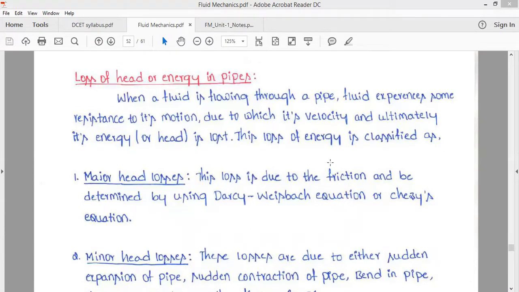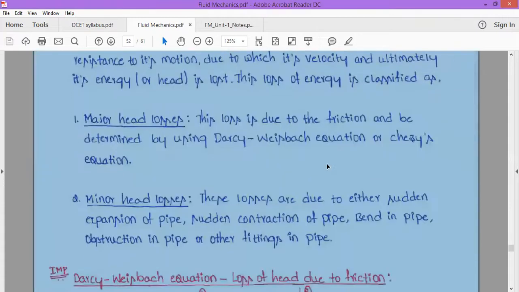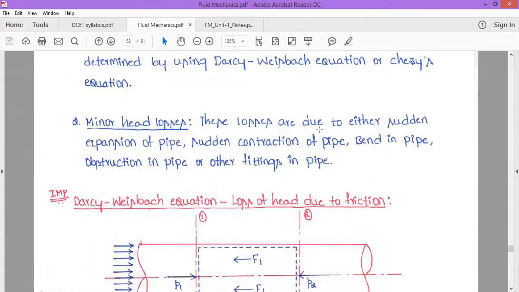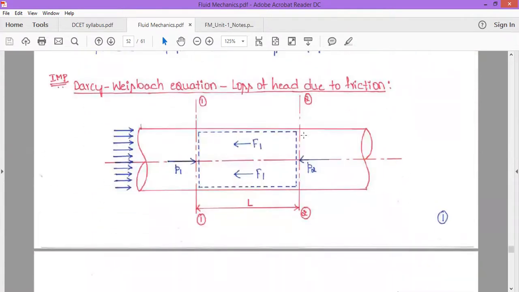If the loss in head or the total energy of the fluid is due to friction between the flowing fluid and the interior surface of the pipe, then we call that a major head loss. If the loss in head due to friction occurs because of any other pipe fittings, then we call that a minor head loss, right? Now we have two equations to determine the major head losses. First one is the Darcy-Weisbach equation, and second one is Chezy's equation.